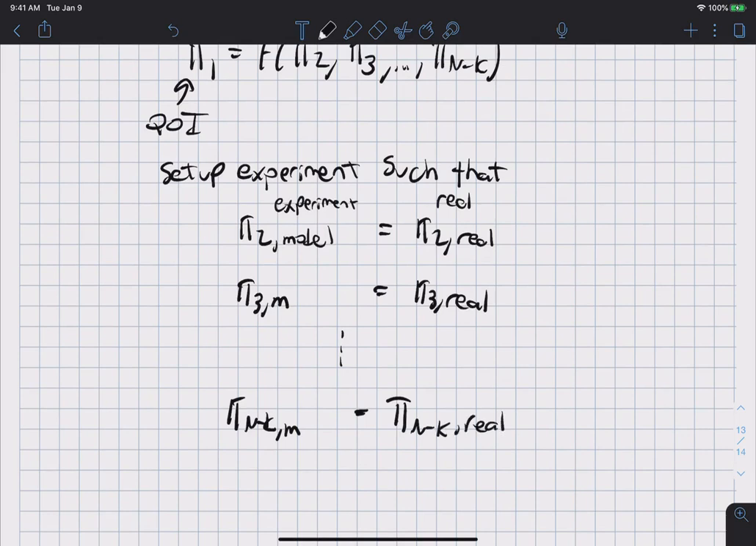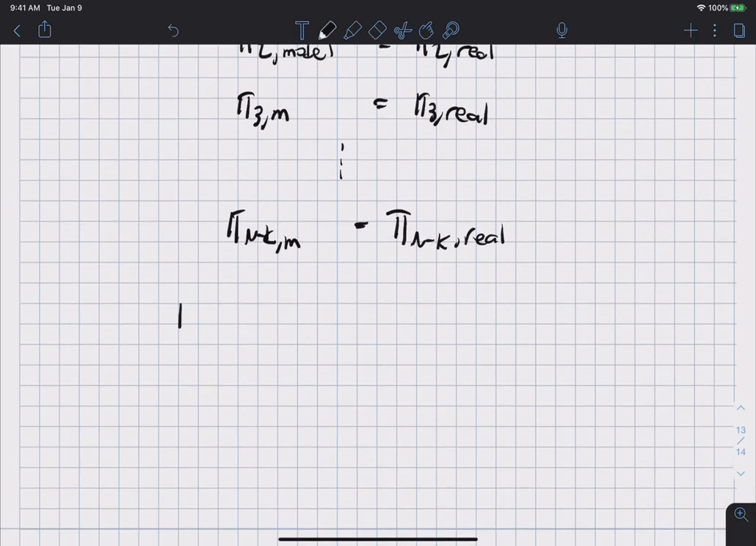Okay, and so if you've carefully chosen your experimental conditions such that pi 2 for the model is the same as it is for the real object, pi 3 for the model is the same as it is for the real object, and the last pi group for the model is the same as it is for the real object, then you are guaranteed that pi 1 of the model is equal to pi 1 of the real object. And remember, pi 1 contains the quantity of interest, like the drag force or some other thing like this.